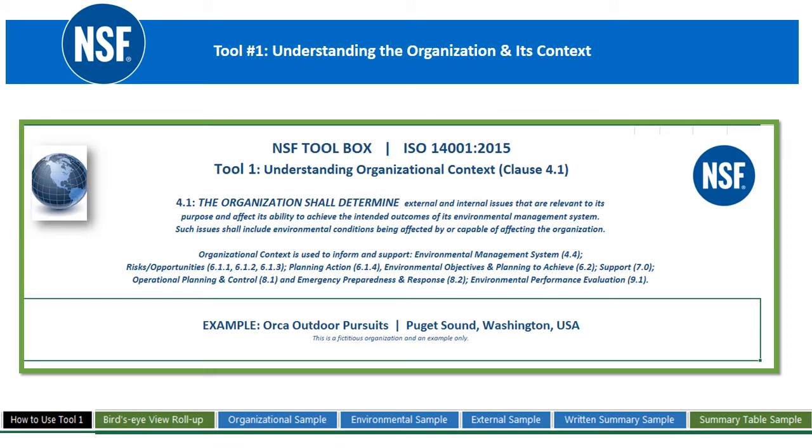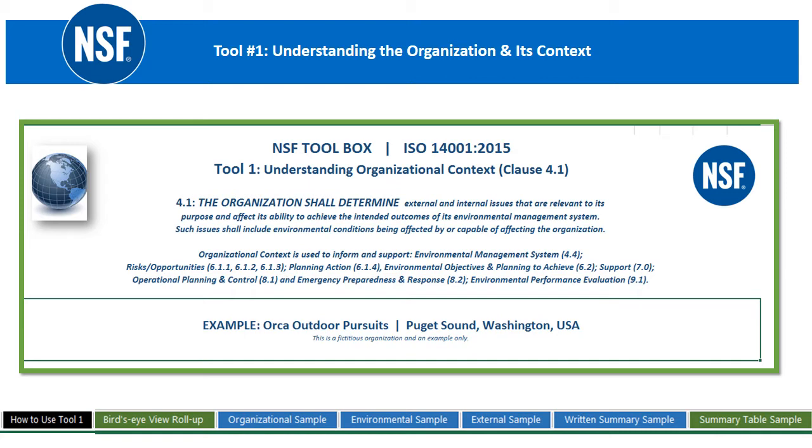As you can see from the tabs located on the bottom of the screen, the tool is organized into several sections that have color-coded tabs to assist you. There are 4 blue tabs: Organization, Environment, External, and Written Summary in the worksheet. There are also 2 green summary tabs, the bird's eye roll-up and the summary table sample. Also, there is a How to Use the Tool tab.